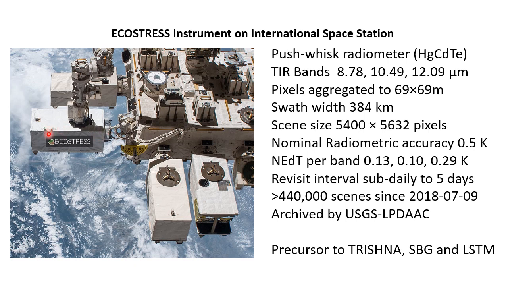ECOSTRESS is an instrument on the International Space Station. It's a push-whisk radiometer with 3 active infrared bands. Pixel size is 69 by 69 meters, and it has a swath width of about 400 kilometers. Scene sizes are 5400 by 5632. It has a revisit interval of daily at high latitudes and 5 days at the equator. It is archived by USGS LPDAAC, and it serves as a precursor to the TRISHNA, SBG and LSTM missions.